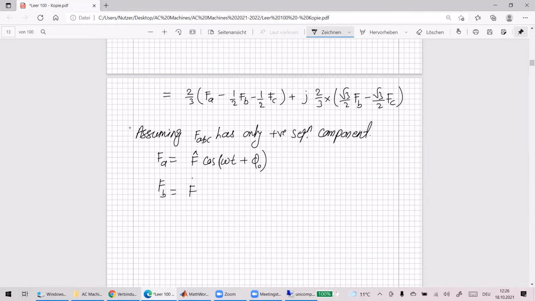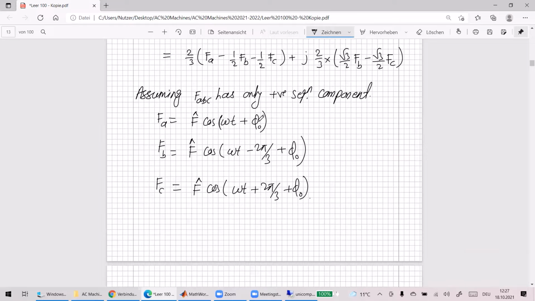FB is equal to F cap cos omega t minus 2π/3 plus phi naught. FC is equal to cos omega t plus 2π/3 plus phi naught. So this is our positive sequence three-phase voltages. I think you are already familiar with these things. I just added this phi naught, which is the initial phase, and this initial phase can be anything.